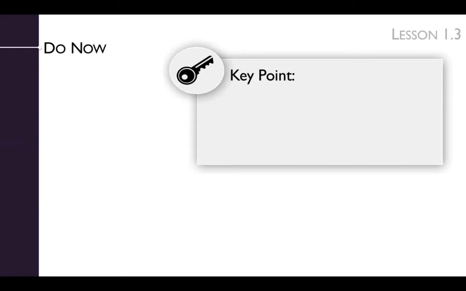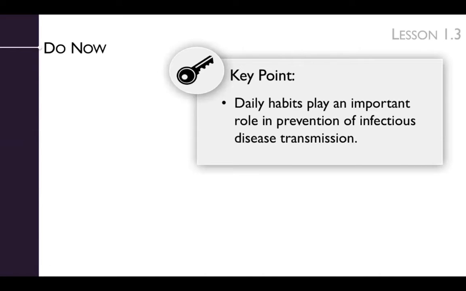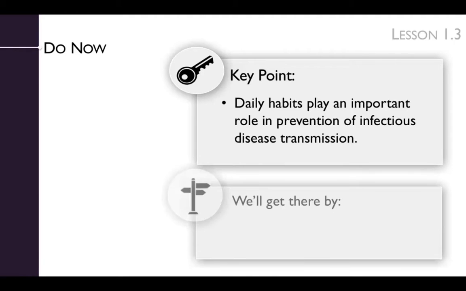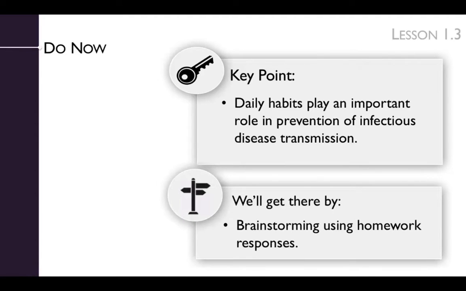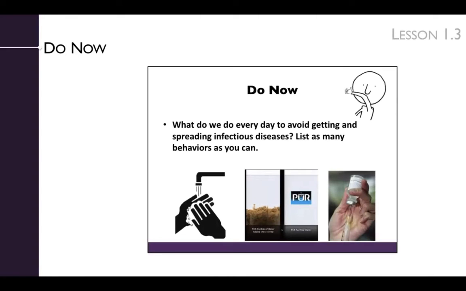The key point of the Do Now is that daily habits play an important role in prevention of infectious disease transmission. We'll get there by brainstorming using homework responses. The Do Now slide begins by having students use their homework to brainstorm a list of behaviors that we all do every day to avoid spreading infectious diseases. This sets the stage for a later discussion of how infection can be transmitted.